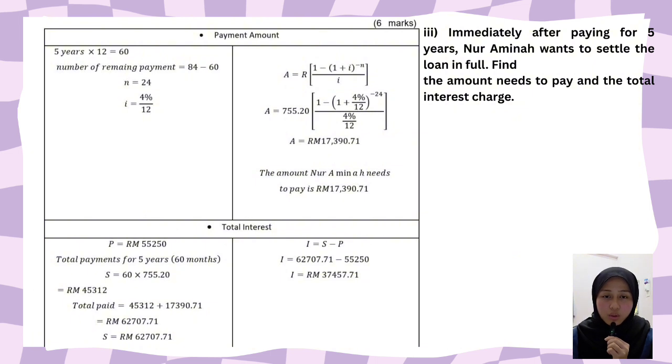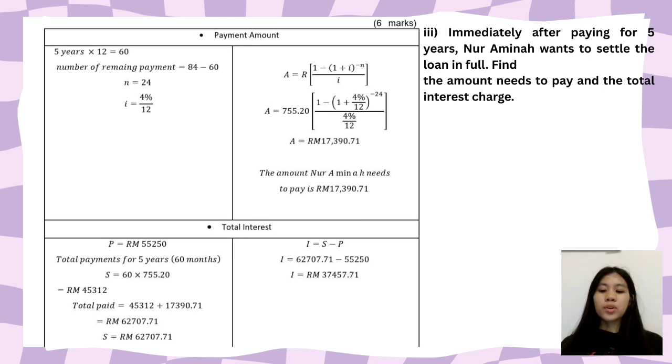So we need to choose the present value formula, which is A equals R in bracket 1 minus (1 plus i) power of negative n, over i. So we need to convert all the formula into the numbers. A equals 755 ringgit 20 cents, 1 minus (1 plus 4% over 12) power of negative 24, over 4% divided by 12. So the amount Nur Aminah needs to pay is 17,390 ringgit 71 cents.